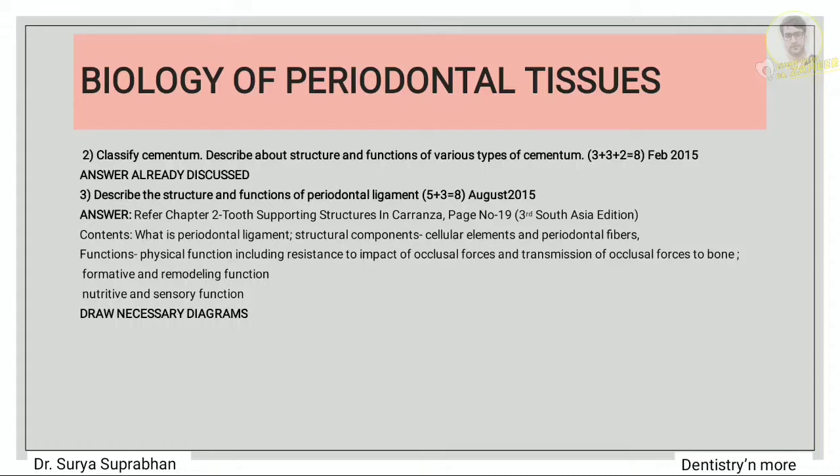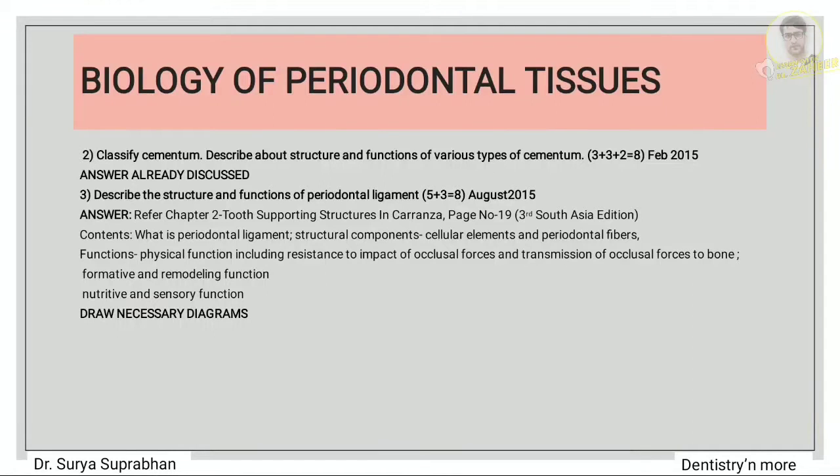Under the structural components, write about the cellular elements and the principal periodontal fibers. And coming to the function, the first function is the physical function. Under the physical function, do write about the resistance to impact of occlusal forces. Mention the 2 theories, the tensional theory and the viscoelastic theory. And then write about the transmission of occlusal force to the bone.